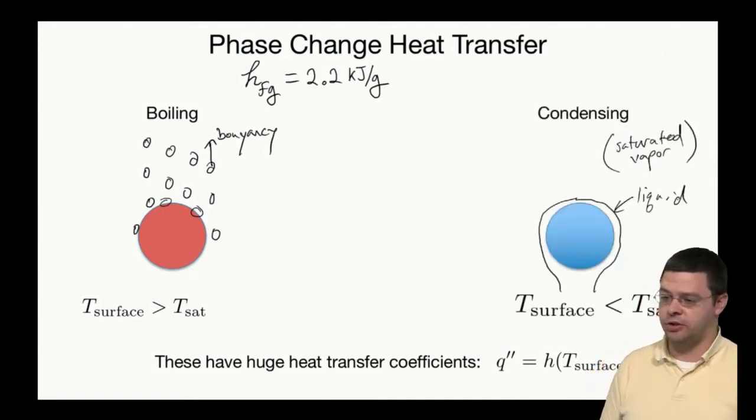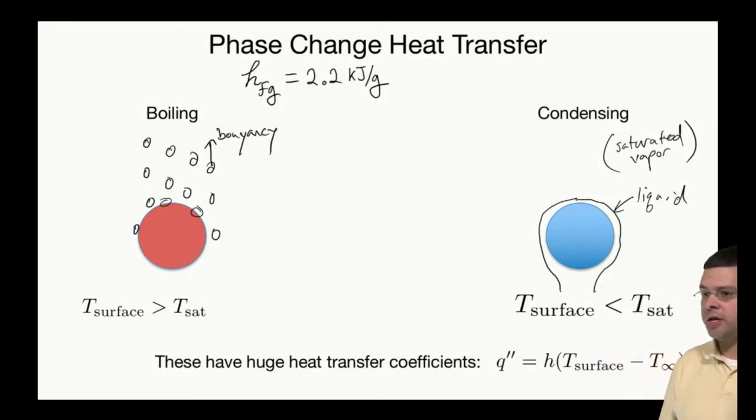Condensation is just as good and usually better, actually. Condensation happens whenever you have a surface that is surrounded by a saturated vapor, and where the surface is colder than the saturation temperature. If that happens, liquid will start condensing on the outside of a surface, and you can transfer a lot of heat that way, very, very effectively.